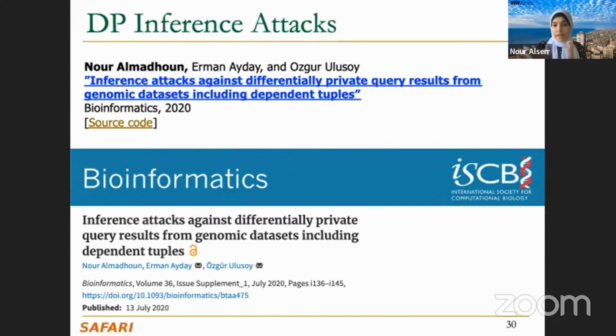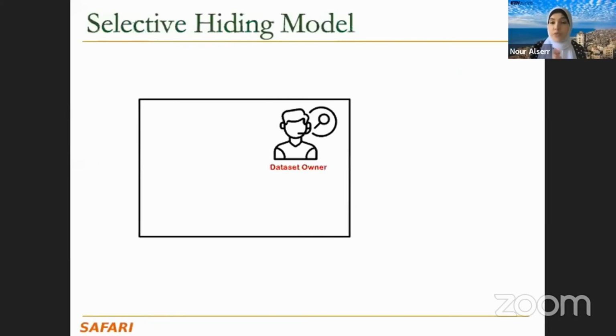Now we are done with the inference attacks we have. Let's go to the mitigation parts. So the first one is, I told you that sometimes we are not trying to play with the Laplace perturbation mechanism or with the DP. We are trying to play with the dataset itself. So here we try to selectively hide some SNPs.